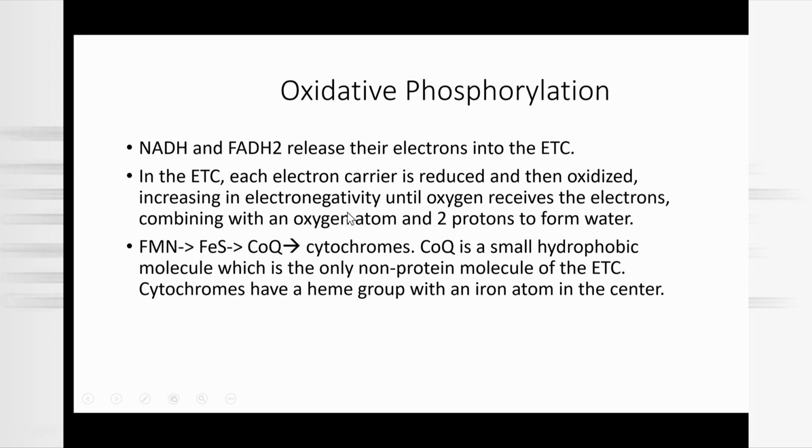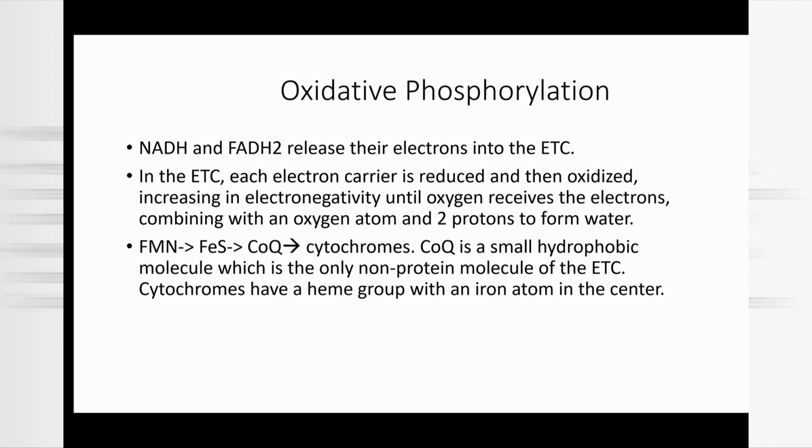Now, this is just a quick sequence. So what happens is the first electron acceptor is flavin mononucleotide, and then you have an iron sulfur protein, and then you have coenzyme Q, also known as ubiquinone, and then you have various cytochromes afterwards.